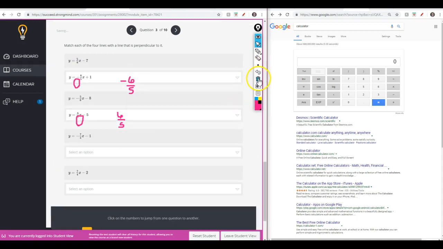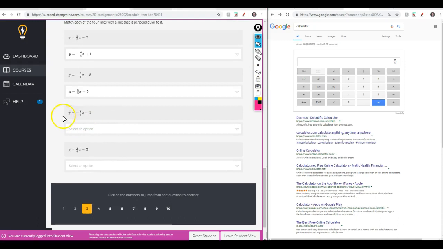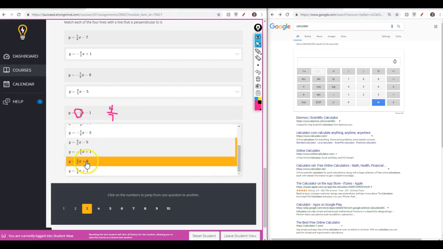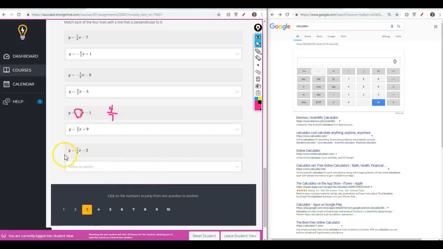And then for the next one, it says y equals -7/4 x, so -7/4 is our slope. So flip it, make it a reciprocal. So 4/7. Make it an opposite sign, so it's positive. So I'm looking for a y equals 4/7 x. Y equals 4/7 x plus some constant.